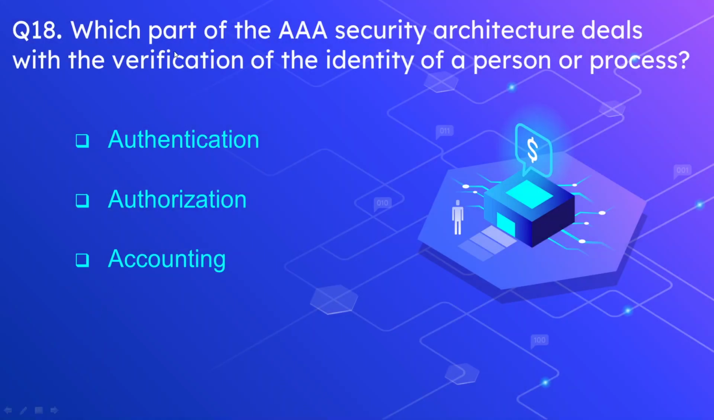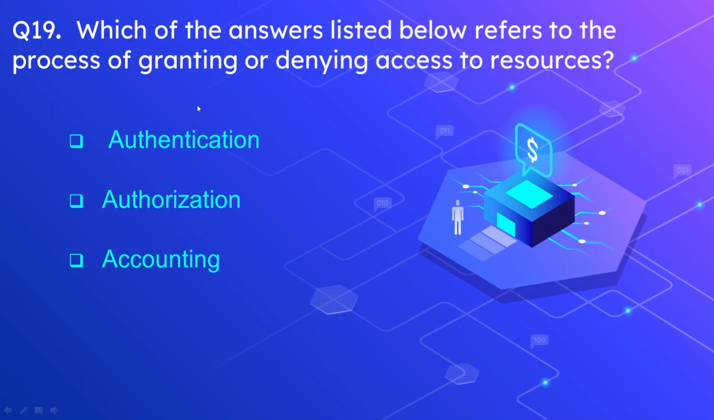Question number 18 is: which part of the AAA security architecture deals with the verification of the identity of a person or a process? The options are authentication, authorization, and accounting, and the correct option is authentication. So when you log into a website or any secure service through a username and password, that part of the security architecture is known as authentication.